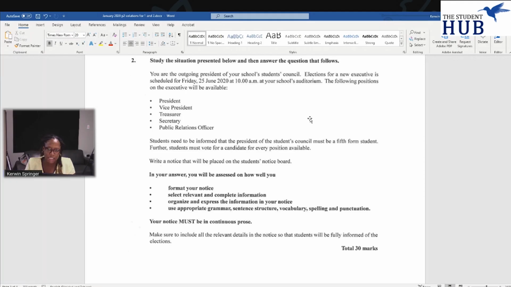Is it all over the place? Can they follow it? Is it clear? Right? Those things affect your organization and expression. And then they tell you to use appropriate grammar, sentence structure, vocabulary, spelling, and punctuation, which is understandable because it's an English exam. And then they put, lastly, your notice must be in continuous prose, right? Which is how you've been taught to write for paper 2. So that's nothing really to stress about.